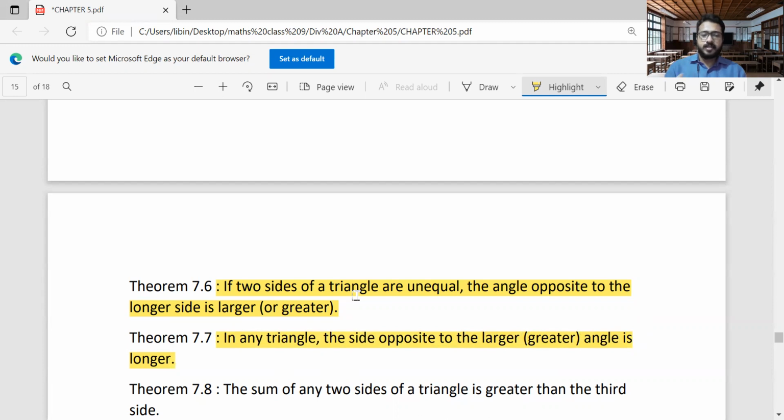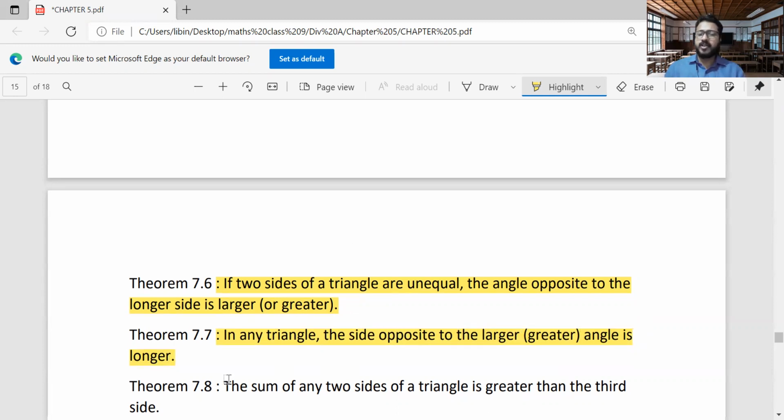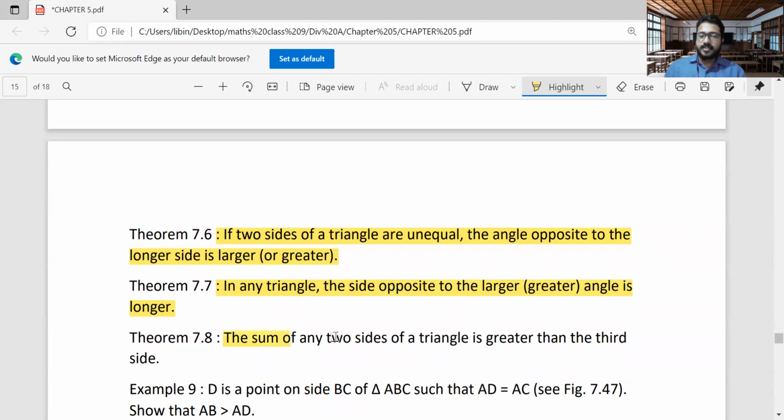Now theorem 7.8, which you have learned in your earlier classes: the sum of any two sides of a triangle is greater than the third side. During the construction of triangles, you might have found that using some specific measurements, we cannot draw or construct a triangle. Why is it so? Because the sum of two sides of a triangle should be greater than the third side. You can check by yourself if you have any doubt. Then only can we see that these two sides intersect.